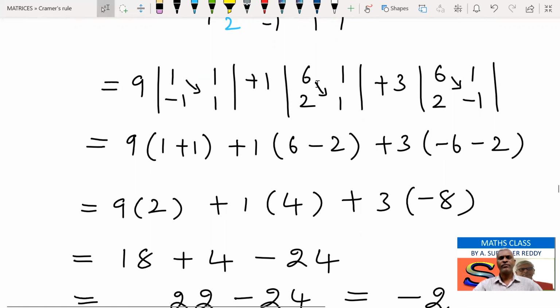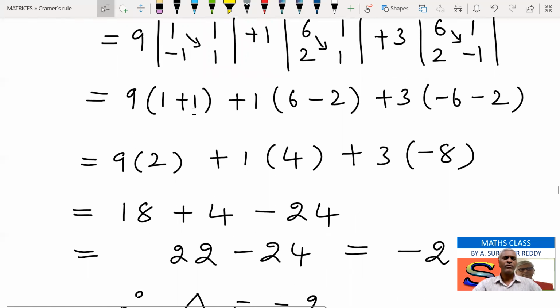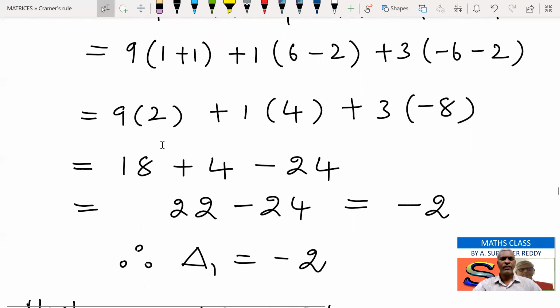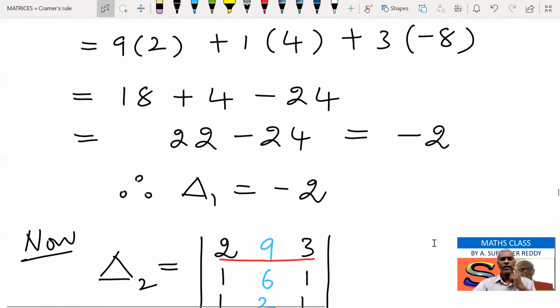So for this one, 6 into 1, 6; minus 2 into 1, 2; plus 3 into 6 into minus 1, minus 6. Minus 6 minus 2 into 1, minus 2. 1 plus 1 2, 6 minus 2 4, minus 6 minus 2 minus 8. 9 2 is 18, 1 4 is 4, 3 into minus 8 minus 24. 18 plus 4 is 22, minus 24 is minus 2. Delta 1 value is minus 2.